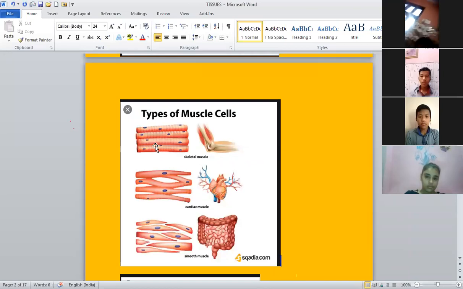The cells are cylindrical, elongated, and multinucleated. You can see many nuclei, 1, 2, 3, many nuclei in one muscle fiber. They are multinucleated, and the muscle fibers do not branch. They are not branched; independently they are running. They are not branched, but they contain alternate light and dark bands.